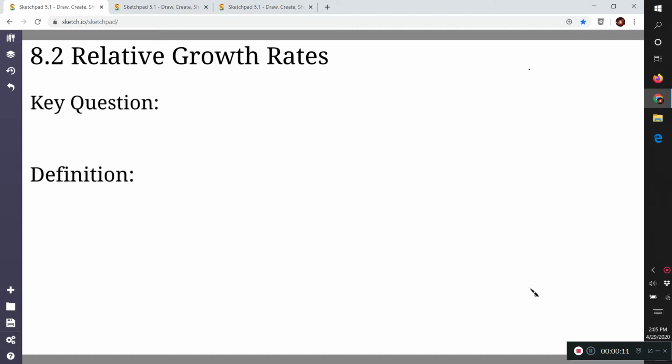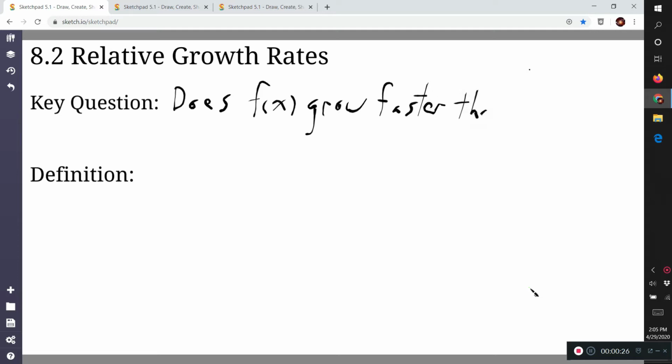So we're going to be talking about relative growth rates. And our key question is going to be, does a function f grow faster, slower, or at the same rate as a function g? Now, growing faster is not the same thing as being larger, and that's a fundamental point of confusion.